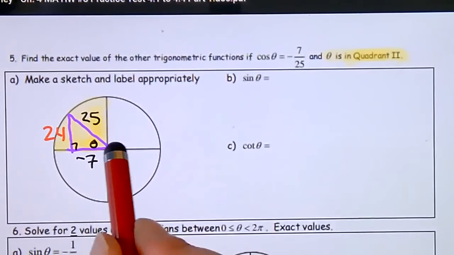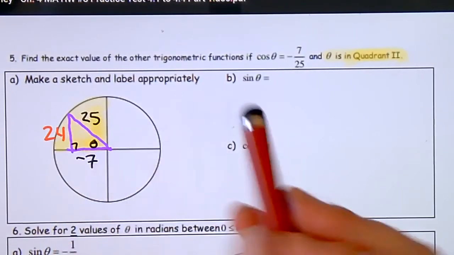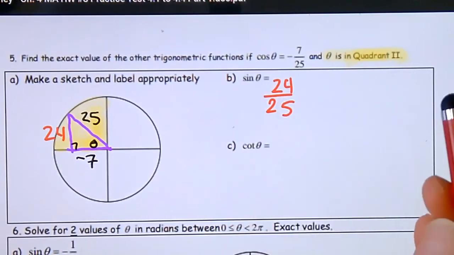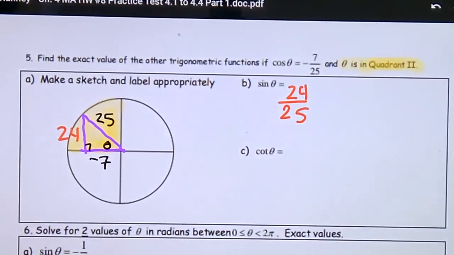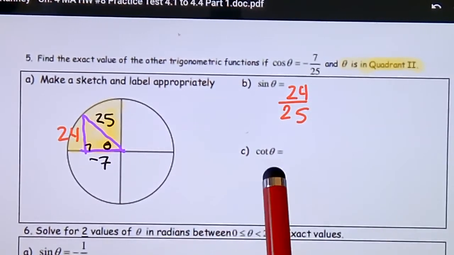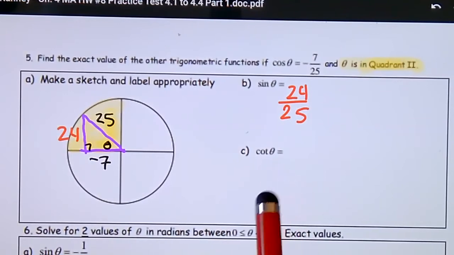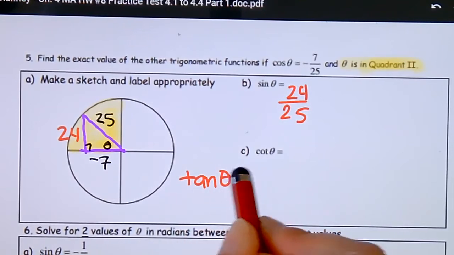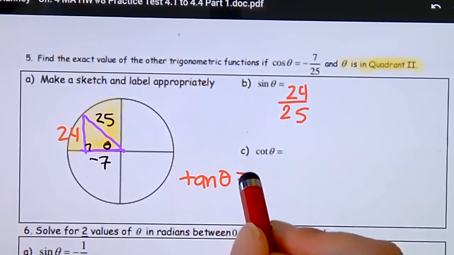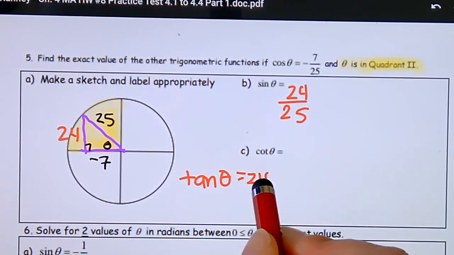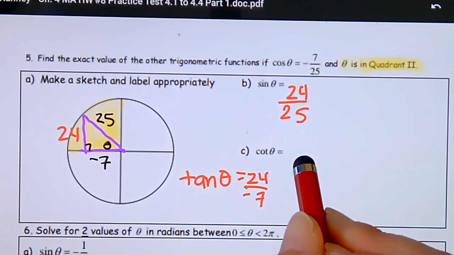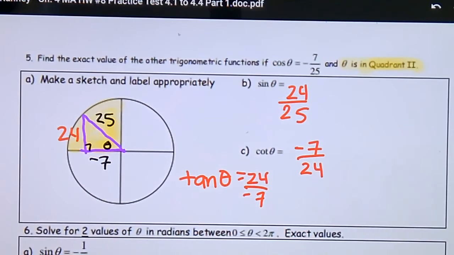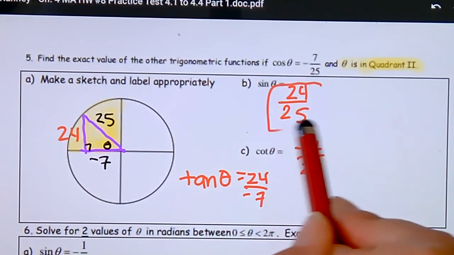So now sine is opposite over hypotenuse, and that is 24/25. And now cotangent is the reciprocal of tan. So I'm just going to write tan here because, again, sometimes that helps me. Tan would be opposite over adjacent. That would be 24 over -7, which means cotangent is the reciprocal of that, -7 over 24. Okay, so those are our answers.